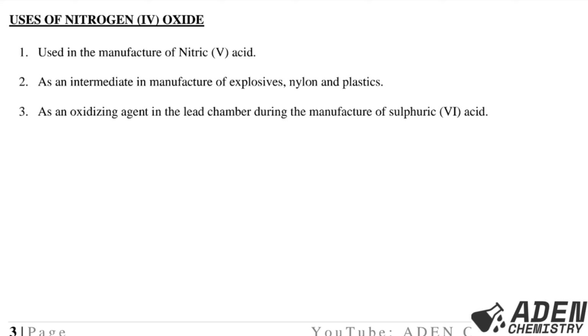So next, let's proceed to the second part of our class, that is the uses of nitrogen peroxide gas. Number one, it's used in the manufacture of nitric 5 acid. Number two, it's used as an intermediate in manufacture of explosives, nylon, and also plastics. Number three, it's used as an oxidizing agent in the lead chamber during the manufacture of sulfuric 6 acid. Remember, learners, during the exam you can be asked to state the main use of nitrogen peroxide gas. The main use is the manufacture of nitric 5 acid.